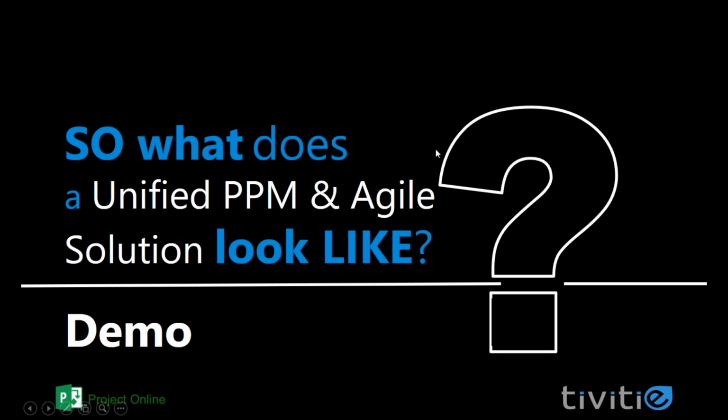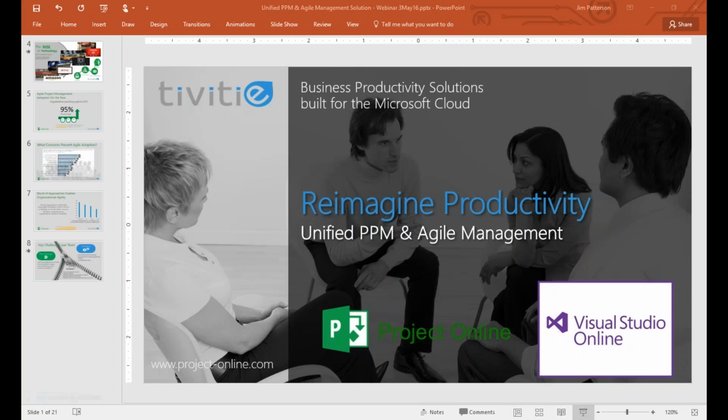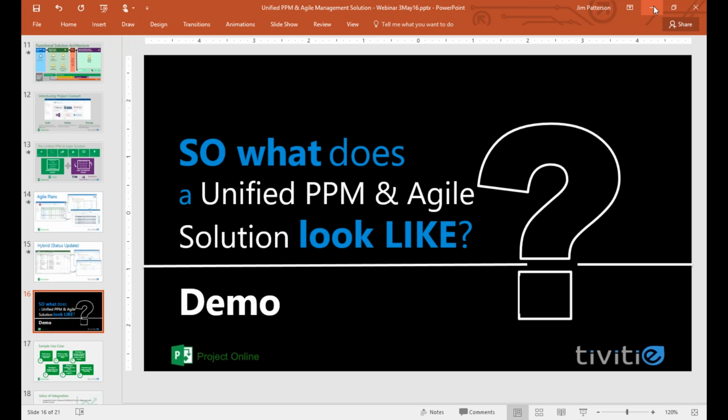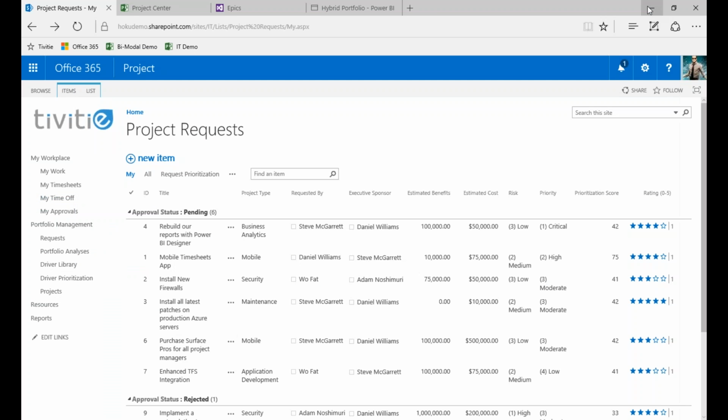All right, so what does this unified PPM and Agile solution look like? Well, with that, let's take a look at what it might look like in the software and give a high-level demonstration. We talked about that earlier, what that solution landscape might look like. So here we have an idea of what a project request or idea capture might look like.